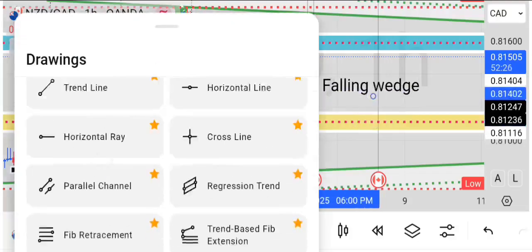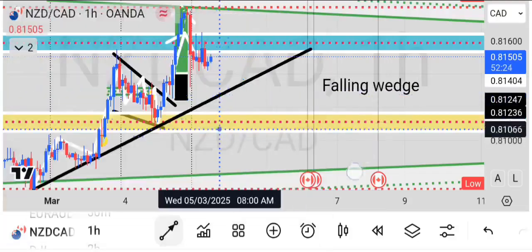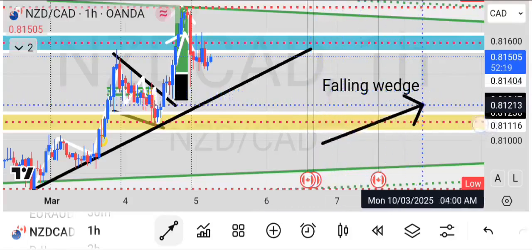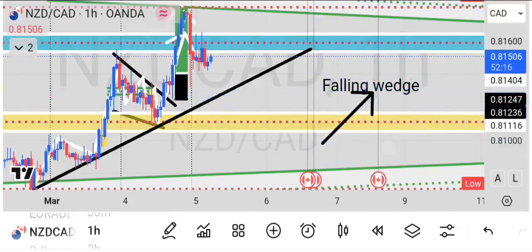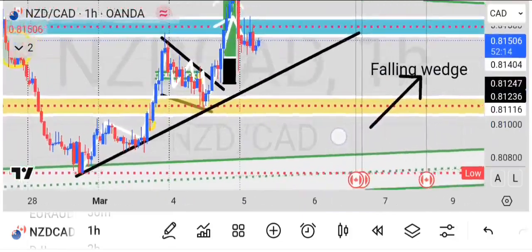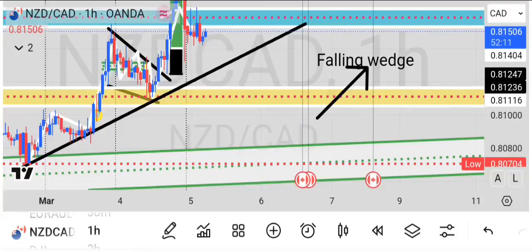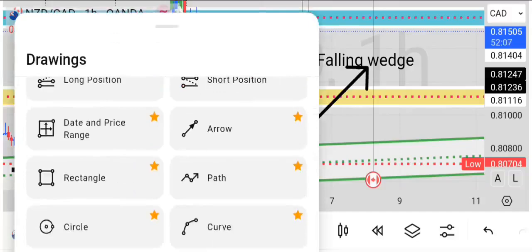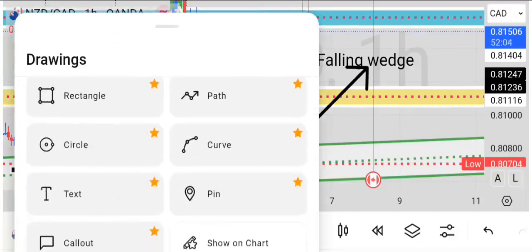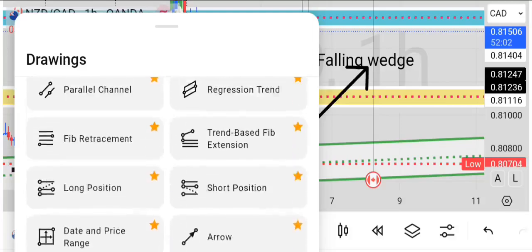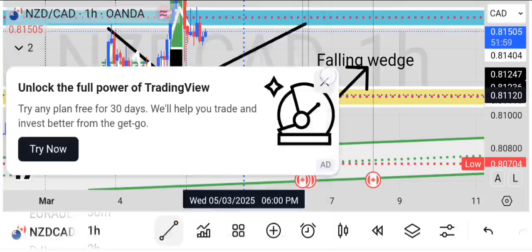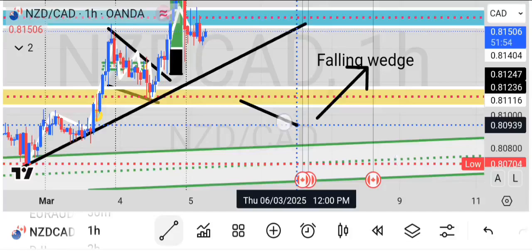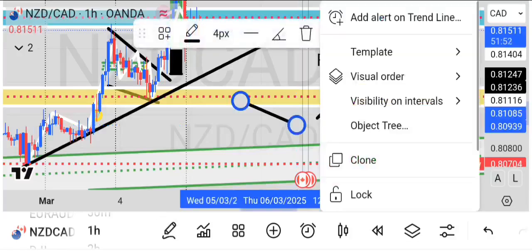So the name of this chart pattern is what we call the falling wedge, bullish falling wedge, which means a continuation chart pattern. Look at the black arrow I have marked, pointing at the name of the pattern. I call it the falling wedge. Like I said in my previous video. Okay, now let me draw the falling wedge.